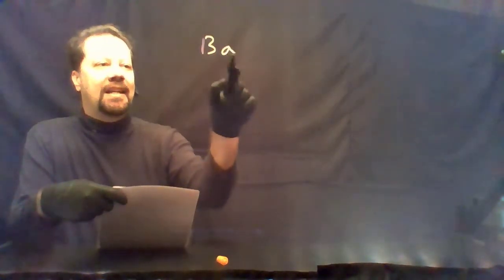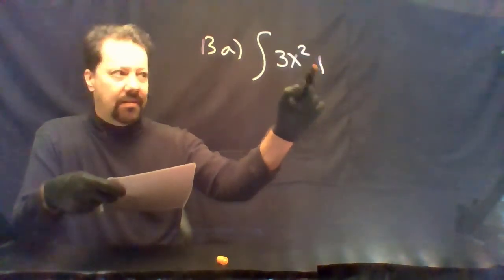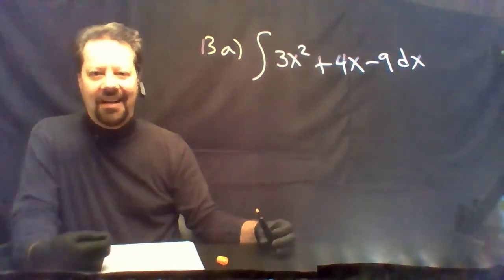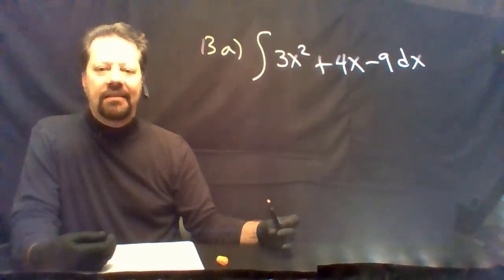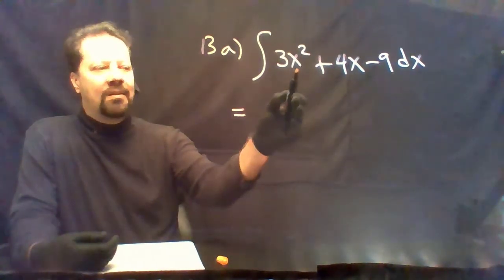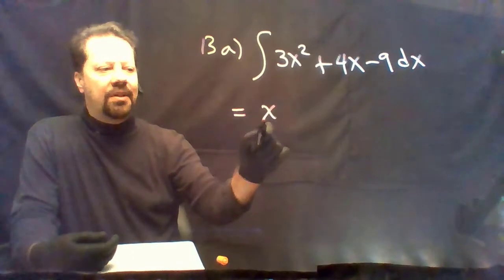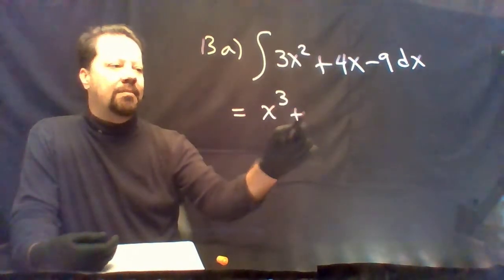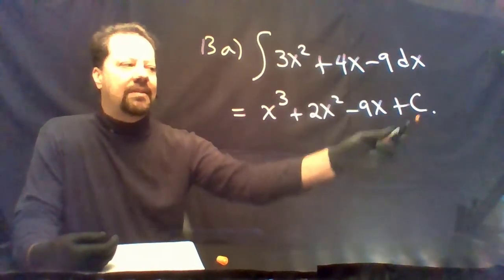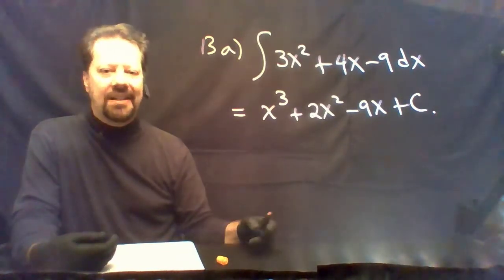On problem 13a, I ask you to calculate the indefinite integral of 3x squared plus 4x minus 9. I should give you 3 points if you can do this right, and negative 1,000,000 points if you get it wrong. This should be pretty easy. We'll use the power rule for antiderivatives. First term is x cubed. The second term is 2x squared, and then minus 9x, and plus c. Please do not forget plus c on these indefinite integrals.